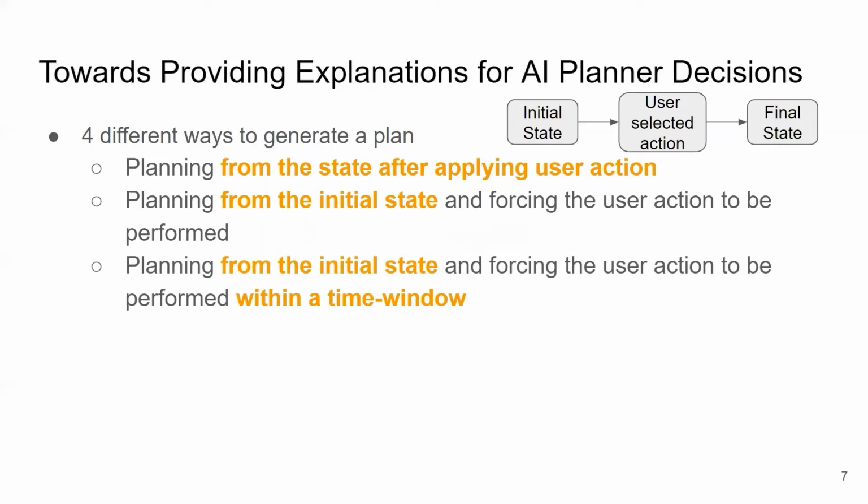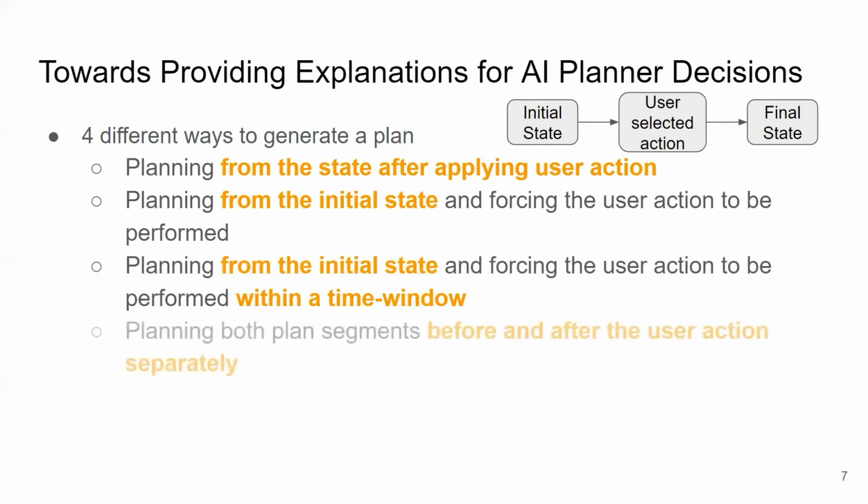This is to prevent the AI planner to perform the selected action as the last action and defeats the purpose of replanning, as the effects of the plan will not be comparable if the original action is not the last action performed. The last way is to generate both segments before and after the user selected action separately and join them together after that.